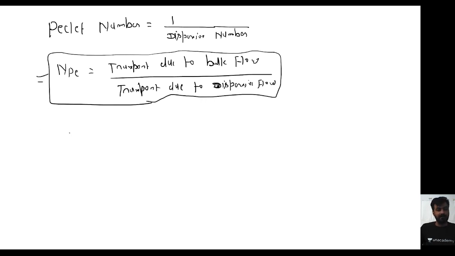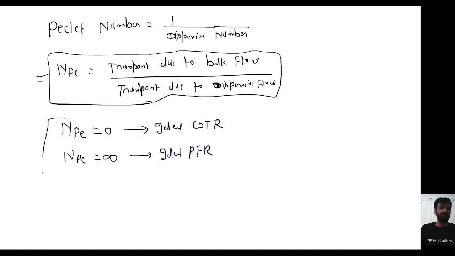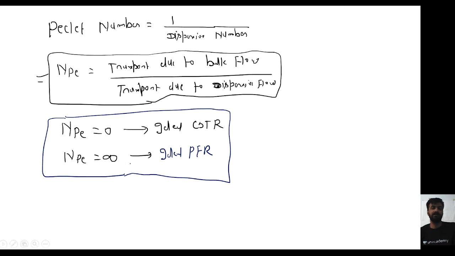Now, if Peclet number is zero, then what does it signify? It signifies the case of ideal CSTR. And if Peclet number is infinity, what does it signify? It signifies that it is the case of ideal PFR. So these are some basic parameters that you need to keep in your mind whenever you are trying to solve the axial dispersion model.